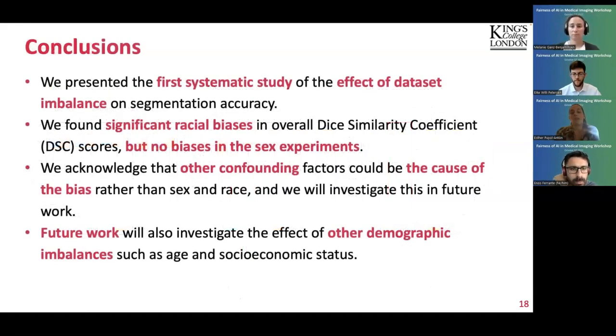So in conclusion, similar to before, but taken one step further, we performed this systematic analysis of the effect of using an unbalanced database on training. In the future, what we would like to do is see, now with these different percentages, whether any confounder can explain this difference, and also look at other demographic biases such as age and socioeconomic status.